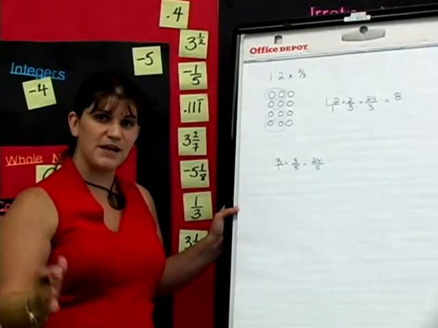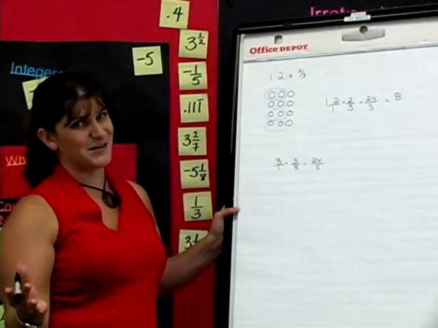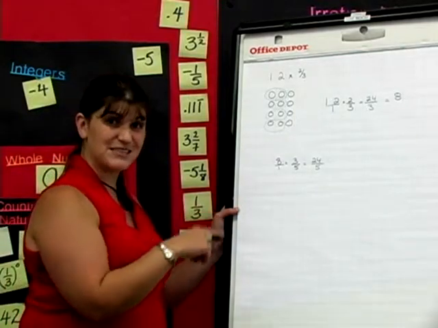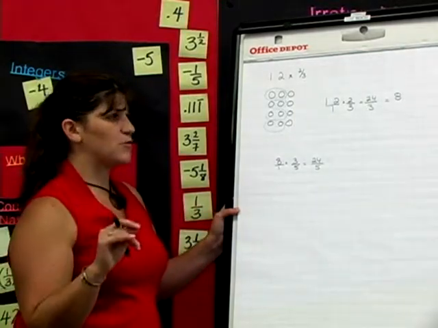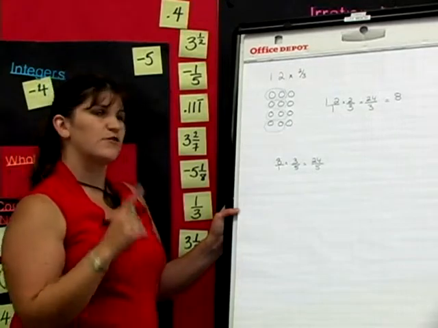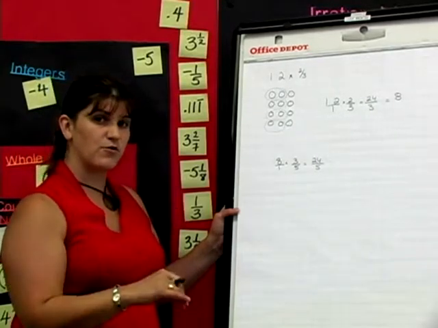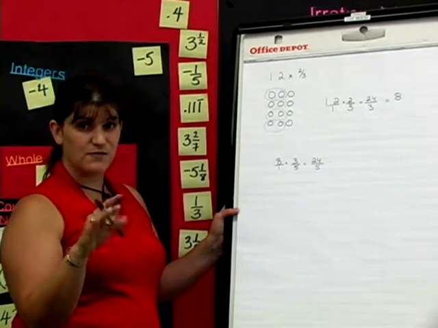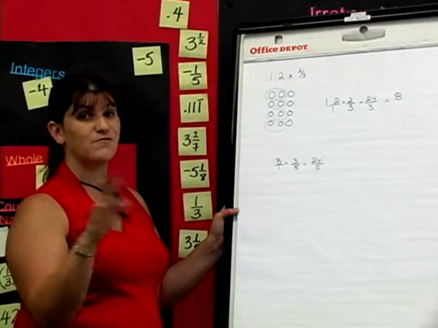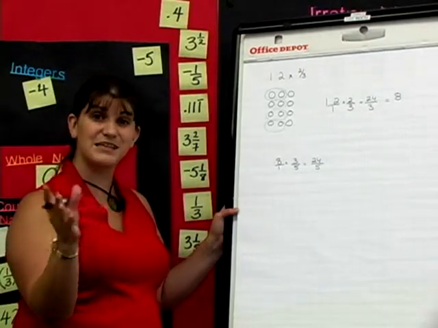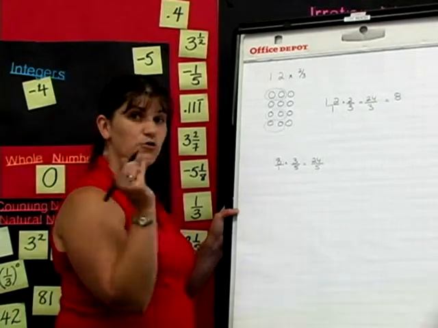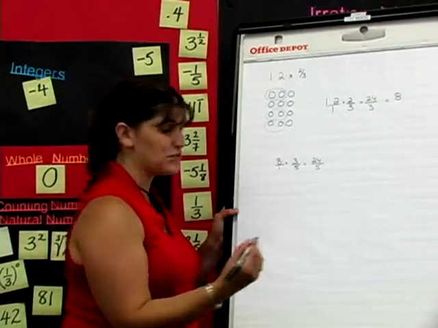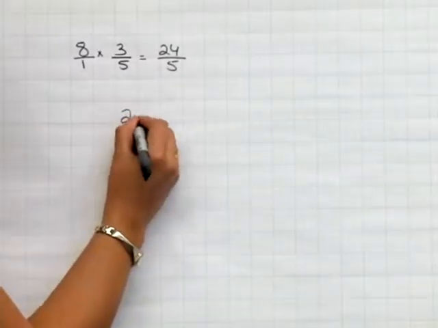So 24 divided by 5, it's not a whole number. We're still changing it to a mixed number, but it requires a little more thought involved. 5 goes into 24. Well, 5 times 4 is 20. So 5 times 5 is 25. It's going to be a number between 4 and 5. We can actually set this up as a division problem to find our answer.